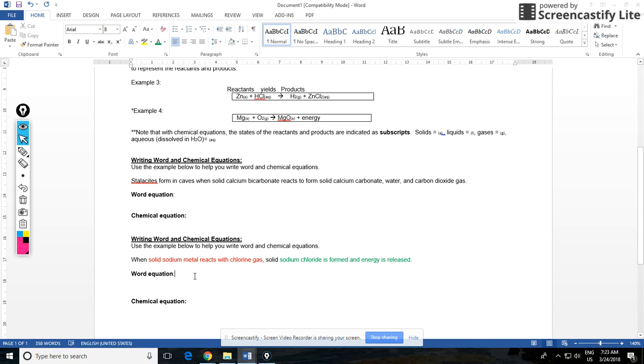So for your word equation, don't put any states. Just write down the reactants, their names. So sodium plus chlorine. Don't put the state. They're reacting to produce, so put your arrow. Sodium chloride. Don't put the state of the salt. Don't put the state of the sodium chloride either. So sodium chloride. And we see that energy is released. So plus energy. Because energy is released, you put it on the product side.